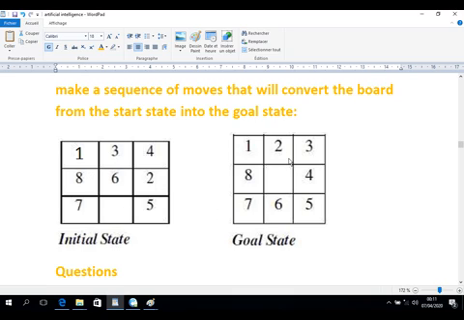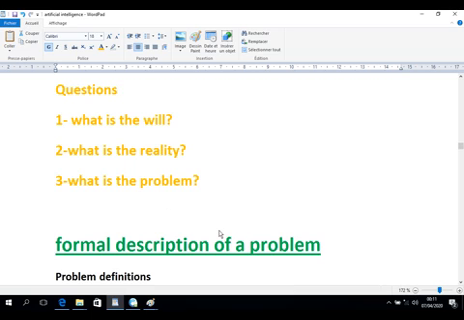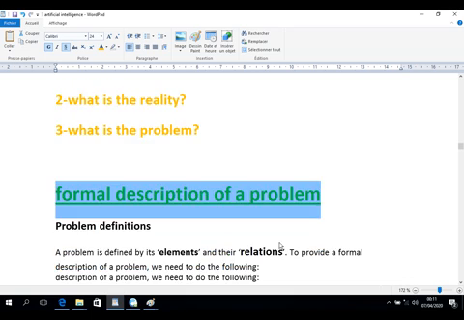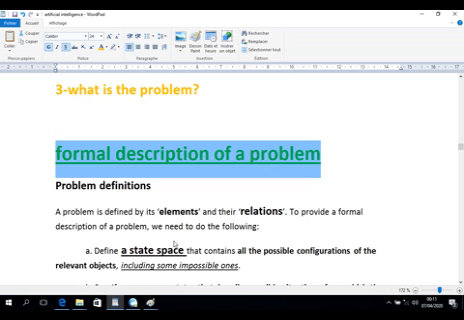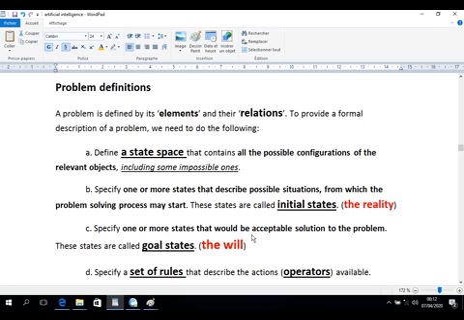Questions. What is the will? So obviously the will is to get the board arranged in this manner. What is the reality? The reality is that the board is arranged in this manner. Now, what is the problem? The problem is to determine the sequence of moves that will convert the board from this initial state to the goal state.